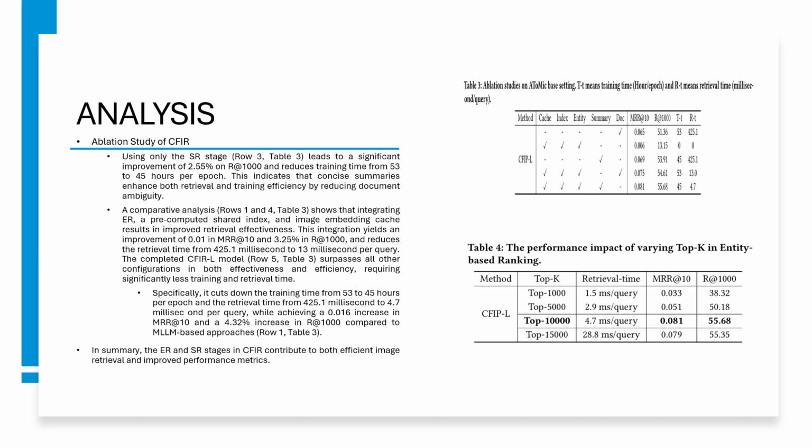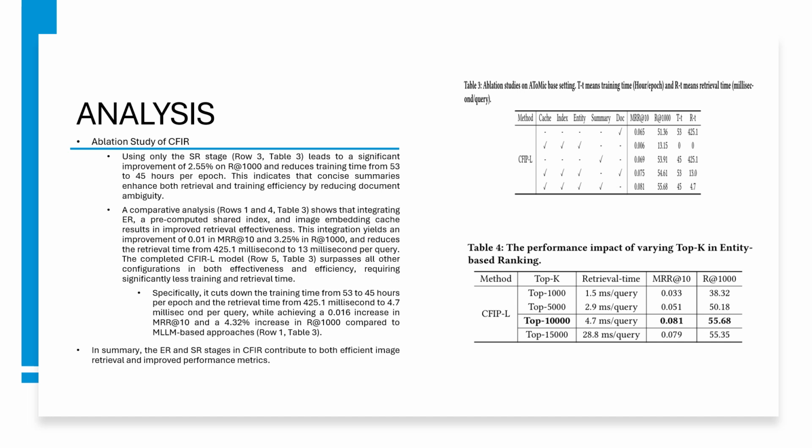So for the analysis, the ablation study of Cfir using only the SR stage, we can see here in Table 3, leads to a significant improvement of 2.55% on R at 1000 and reduced training time from 53 to 45 hours per epoch. This indicates that concise summaries enhance both retrieval and training efficiency by reducing document ambiguity.